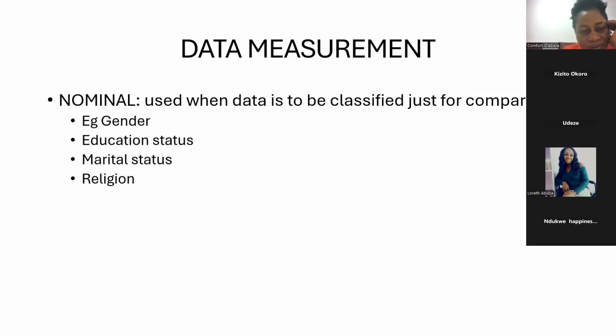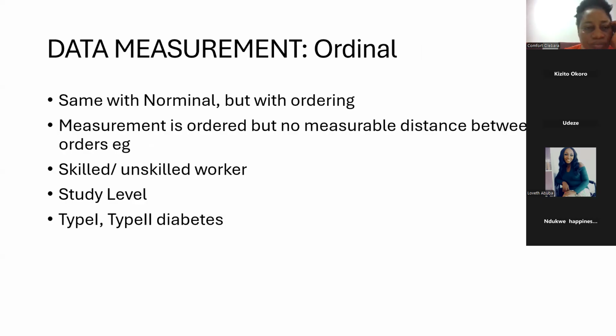But remember that nominal is just for category. So whenever you're doing data collection, you're telling somebody, enter your gender, enter your education status, or enter your department, enter this, enter that. So that is nominal data collection there.